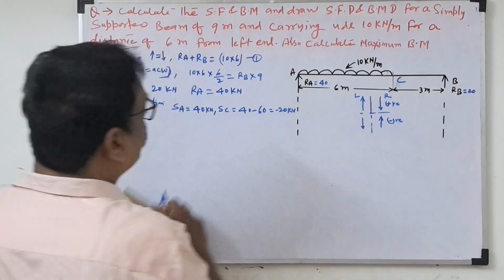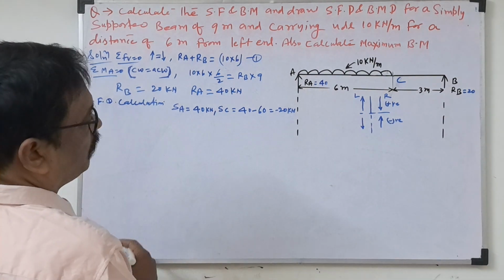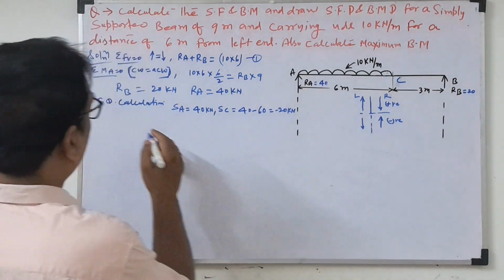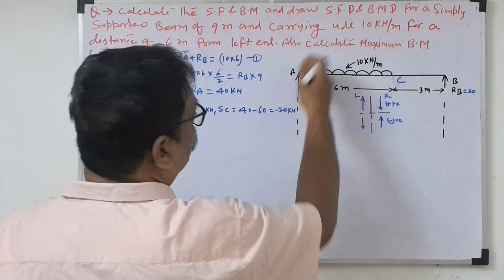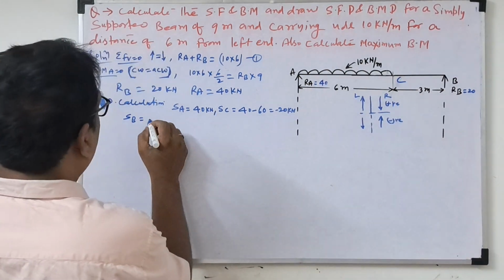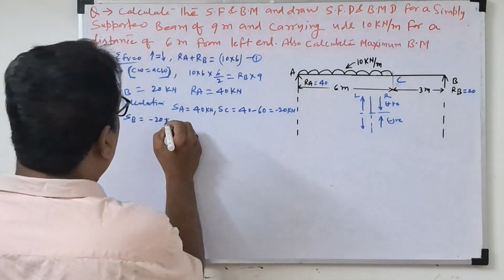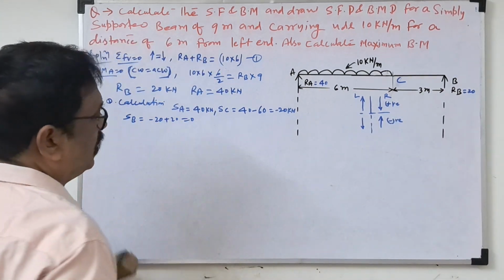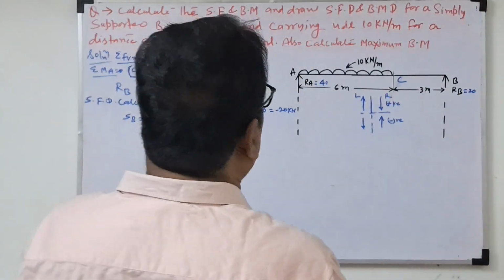I wrote, okay. So shear force at C, and shear force at B, if you go there, how much will it come? What is coming here? Total minus 20, and this is upward force. Upward force will be positive, plus 20, equal to 0. So shear force at B will be 0. Now we'll draw the shear force diagram.